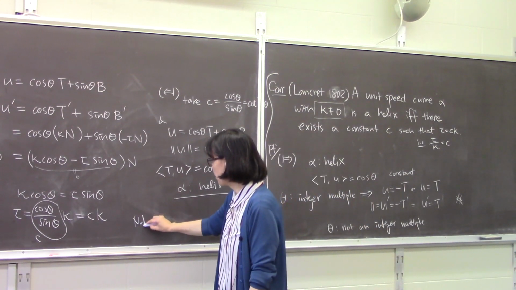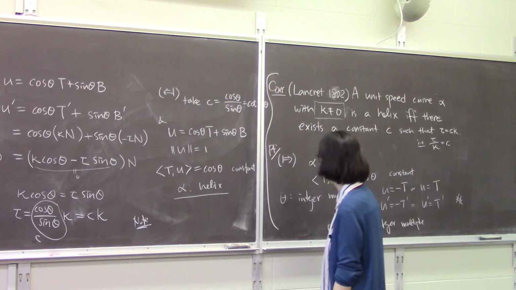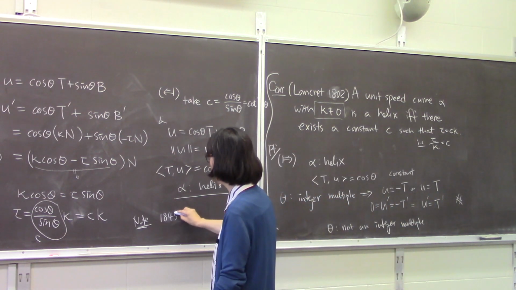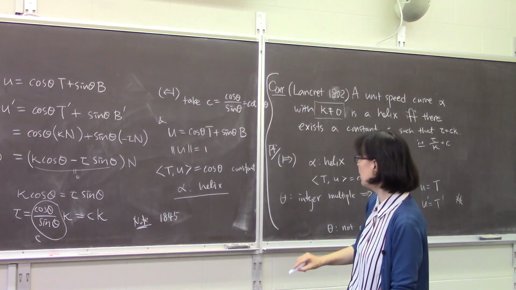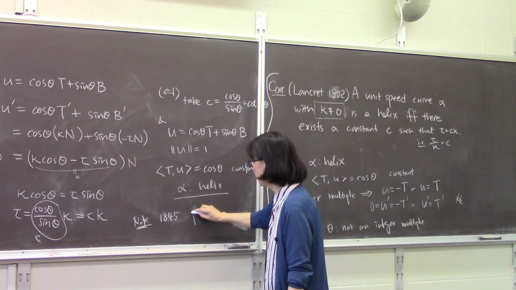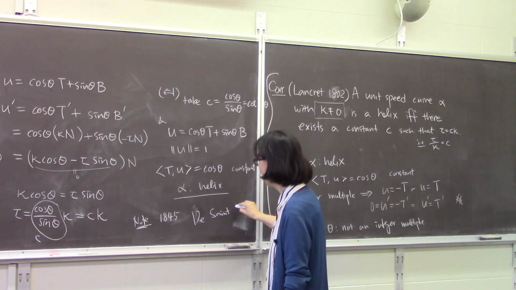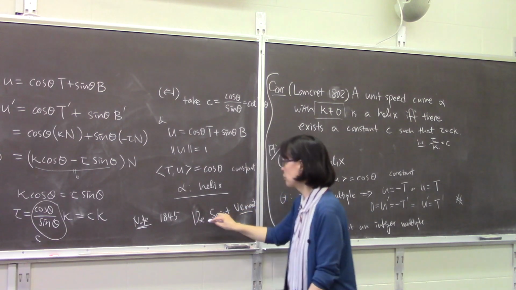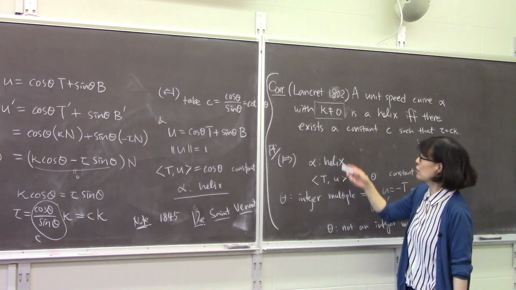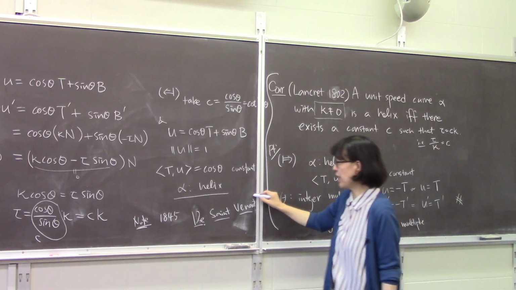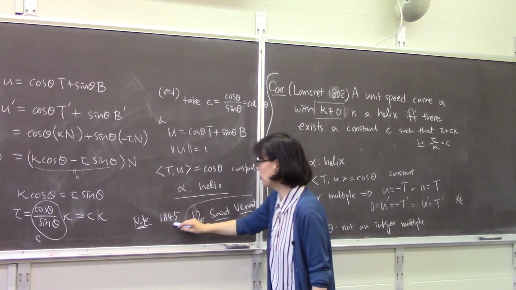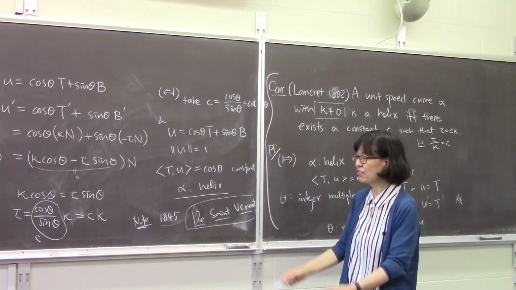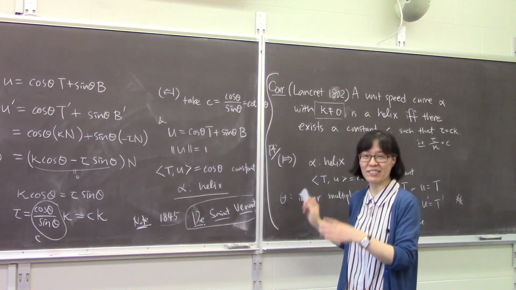So actually, here's a note. In 1845, 43 years later, another person, Saint Venant, proved this theorem. Lancret proposed it in 1802, but it was finally proved after 43 years. It looks simple, but it wasn't simple at the time.